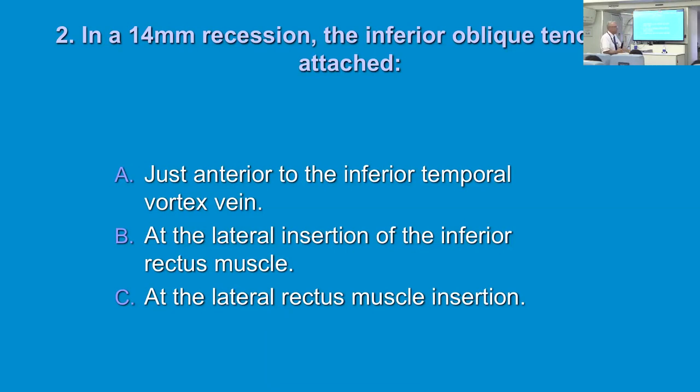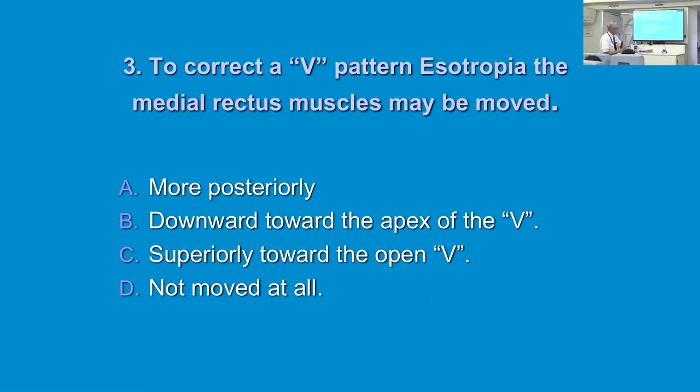And then the third one is to correct the V pattern esotropia, and the medial rectus muscle must be moved where? More posteriorly, downward toward the apex of the V, superiorly toward the open V, or not moved at all. Everybody here knows the answer to this question, but we'll see what our remote observers or students think about this.